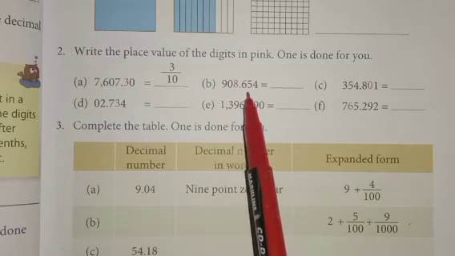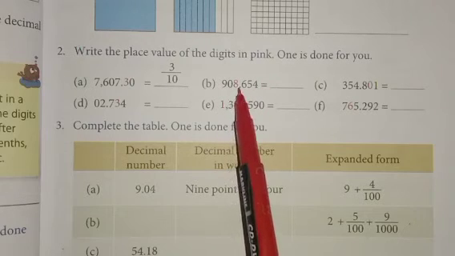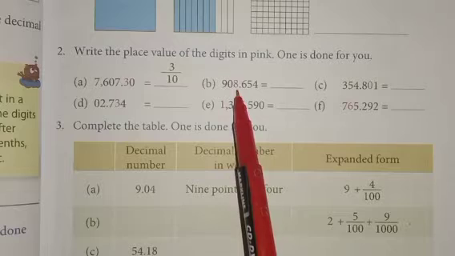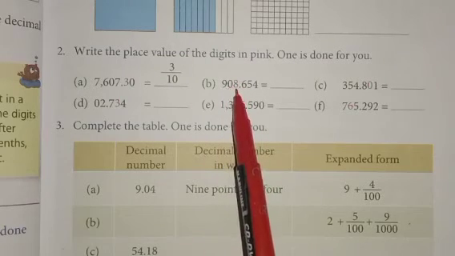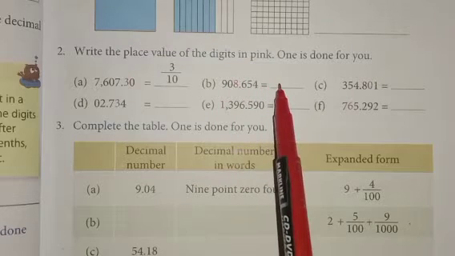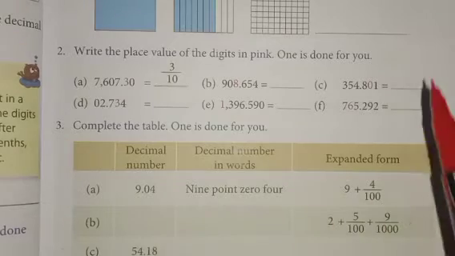Next question. 908.654. Don't read 654 digit by digit; you can read it as 654. So here what is the place value of 8? So 8 is in which place? This is the whole part. In the whole part that is in ones place. So we can write 8 itself here. That is in ones place. Okay.